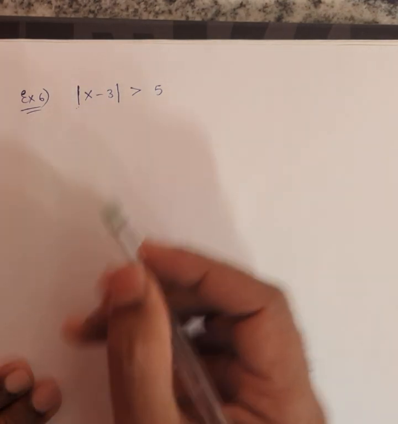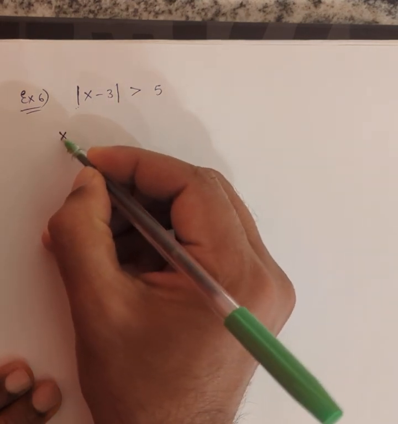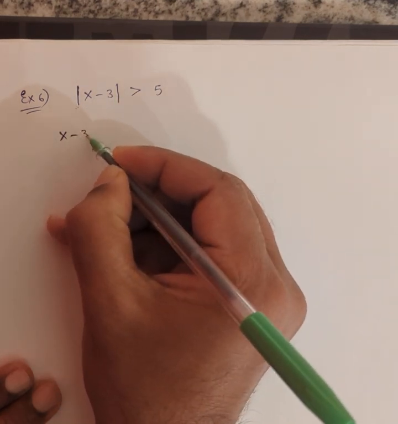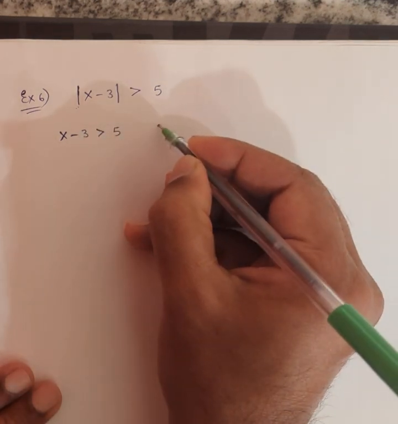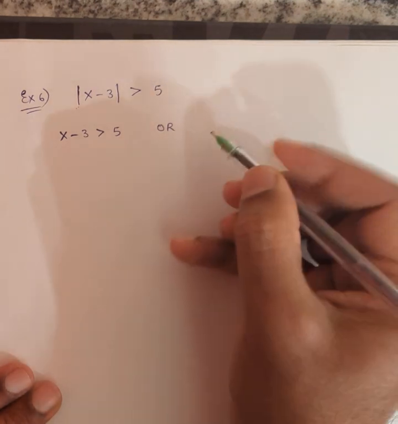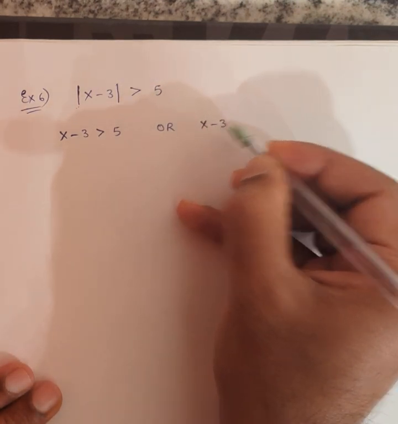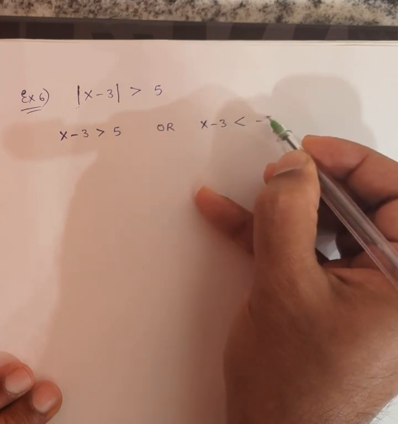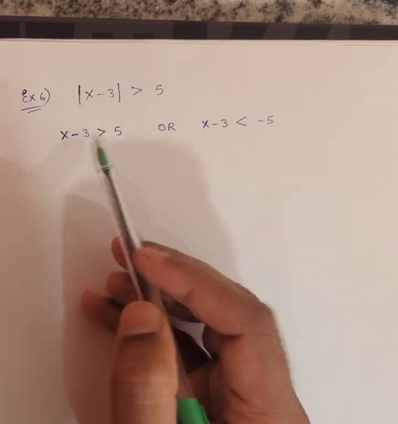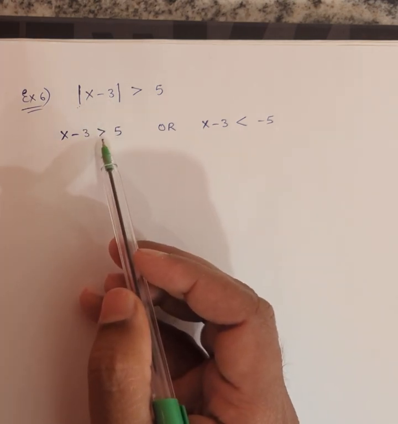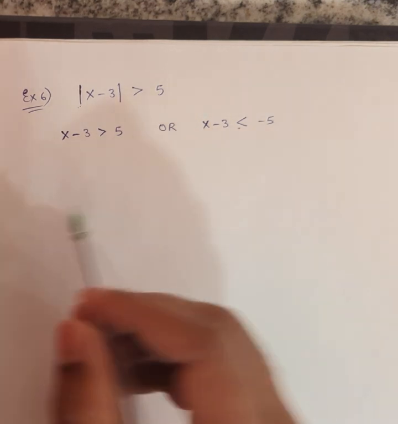simply by removing the absolute value first for the first part, or you want to use the same expression, x minus 3 less than negative 5. So whatever expression you have within the absolute value is either greater than 5 or less than negative 5.